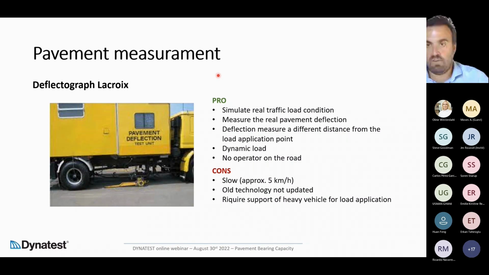The real pavement deflection is measured. The deflection is measured at different distances from the load application point, and in that case there is a dynamic load and there is no operator on the road. What is not positive is that the test is slow, approximately 5 km/h, it is an old technology, and again it requires the support of a vehicle for load application.